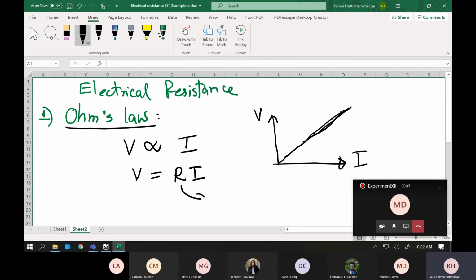Now this R, we call it a proportional constant. Basically, it is the resistance of your wires. Whatever we are going to use as the resistance, that will be the value of the resistance. So R is the resistance, the value that resists the current. That will be basically the slope of this plot. That is called Ohm's law.